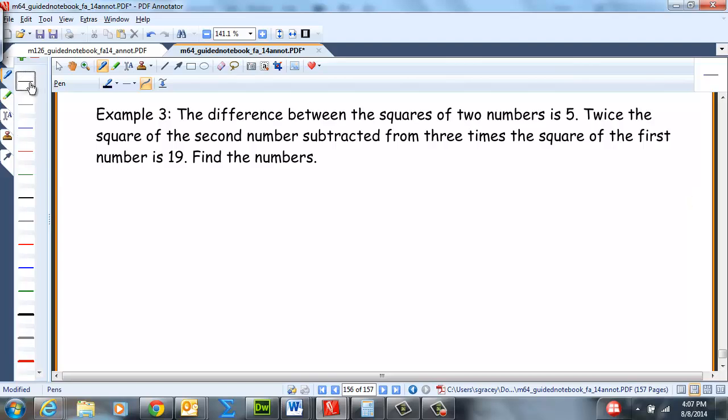So let's figure out what's going on here. We have the difference between the squares of 2 numbers is 5. Twice the square of the second number subtracted from 3 times the square of the first number is 19. Find the numbers. So let's just start out. Why don't we let x be the first number, and let's let y be the second number.